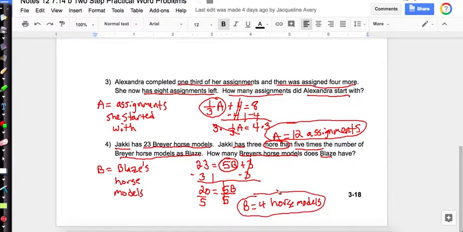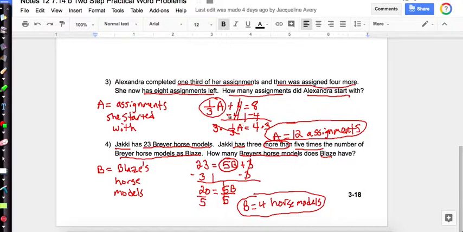So to check it, we do 5 times 4 is 20, plus 3 is 23, okay? And is this answer reasonable? Let's see. Jackie has 3 more than 5 times the number of Blaze. So Jackie, they're saying Jackie has a lot more than Blaze. Is that true? Yeah, so our answer is reasonable.